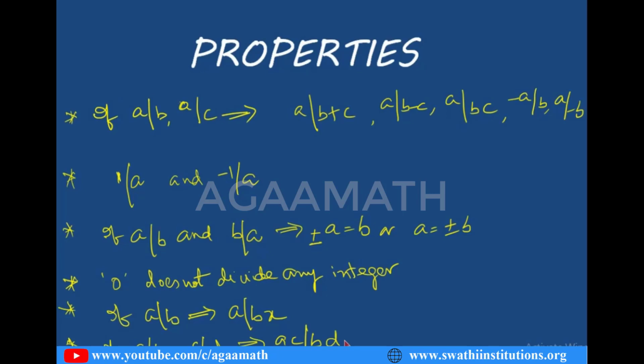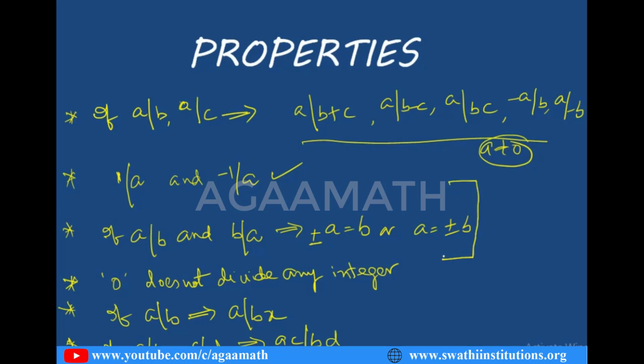okay, let us see again the properties of divisibility. If A divides B and A divides C, then these values are also right: A divides B plus C, A divides B minus C, A divides BC, minus A divides B, A divides minus B. Remember once again, A is not equal to 0. 1 divides any integer, so any integer is divisible by 1 as well as minus 1. So 1 divides A and minus 1 divides A. If A divides B and B divides A, then we can say that plus or minus A equal to B, or A equal to plus or minus B.